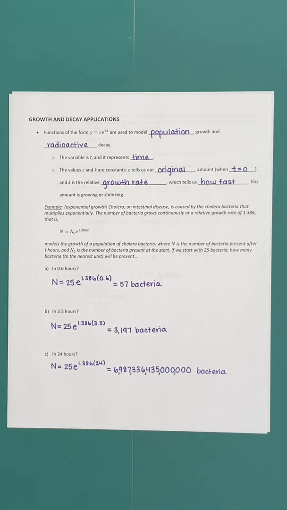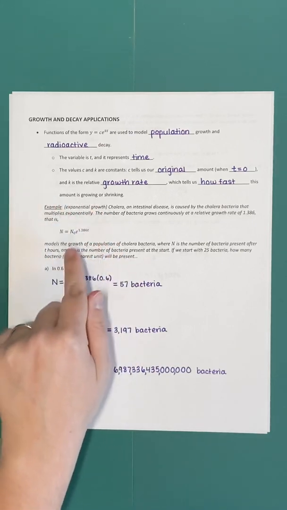So it begs the question, what would happen after 2 days? You can only imagine what would happen. If you're curious, you could put in 48 instead there, and that would give you a number for that particular one. So this is a situation where we might have growth. This is a model for growth.